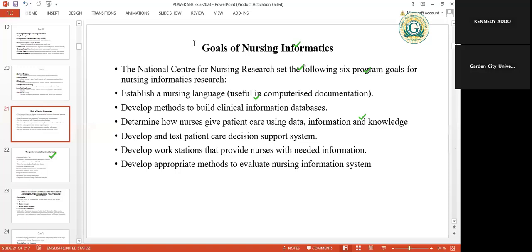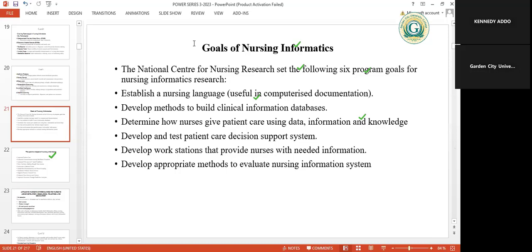Then develop methods to build clinical information databases. All the services we give to our patients are backed by a centralized system, that is the database infrastructure that supports decision making. We want to determine how nurses give patient care using data, information, and knowledge. These define the key pillars of nursing communication. And we want to develop and test patient care decision support. I've already explained decision support. Then develop workstations that provide nurses with the needed information.